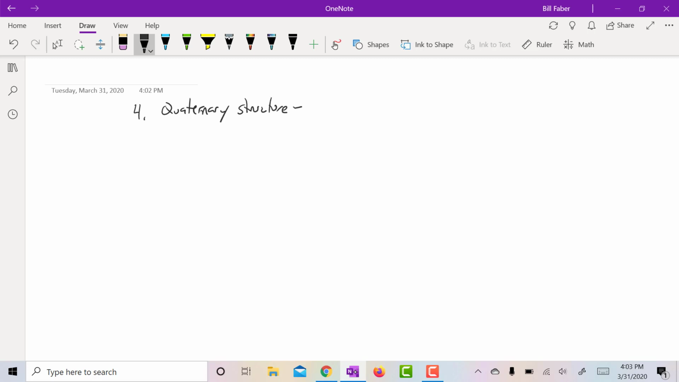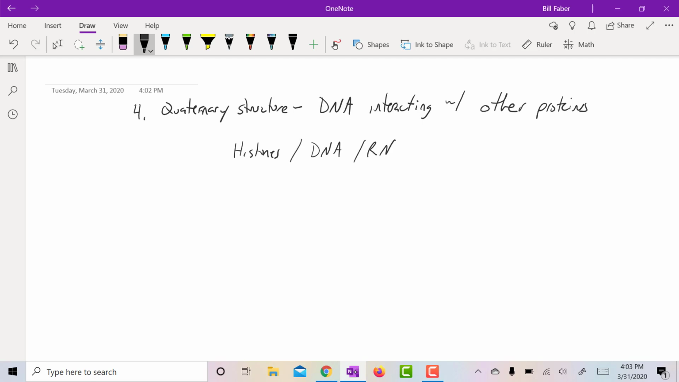And this is basically DNA interacting, and maybe I got ahead of myself here, interacting with other proteins. So things like your histones, probably I should have put things like histones, other pieces of DNA, other pieces of RNA interacting. Ultimately, they can make those structures. So you've probably heard of them as things like chromatin, which are basically DNA and protein complexes.